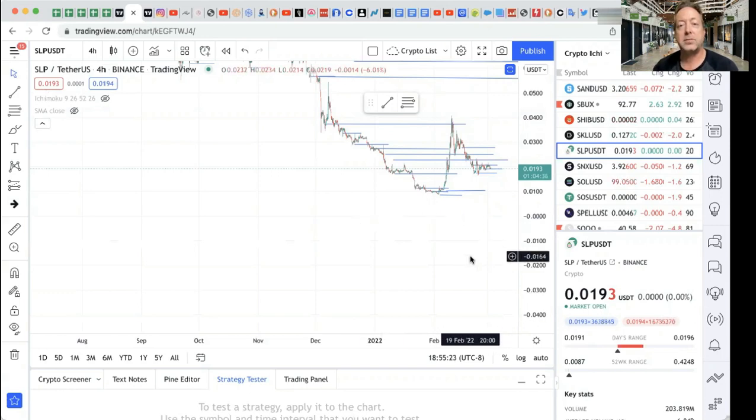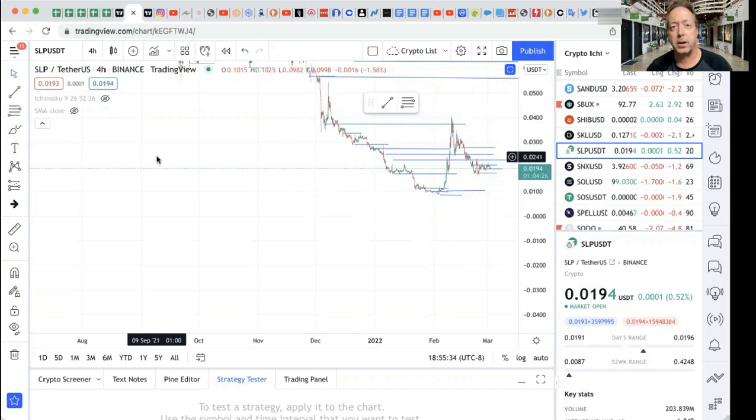So let's take a look here. Let's see what we can do. In this area right here, based upon the history of what we just talked about, of it going down and coming back up, we can assume that more often than not, it's going to come back up.